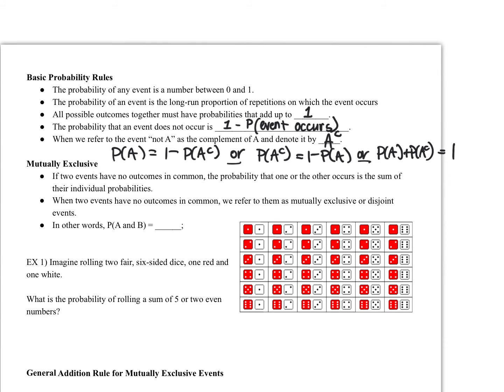Every time, the probability of our 2 events adds to 1. And you can have more than 2 events, but it's typical if we're talking about complements. You either have it or you don't.